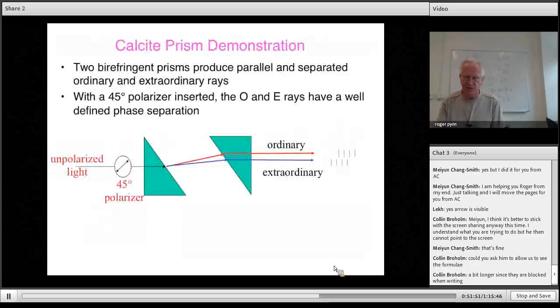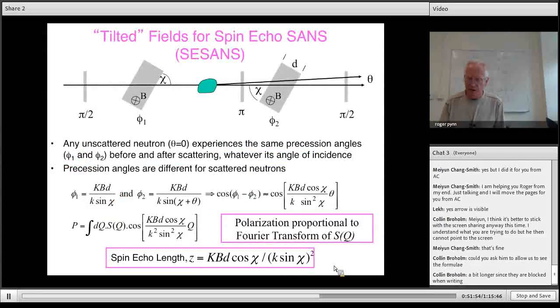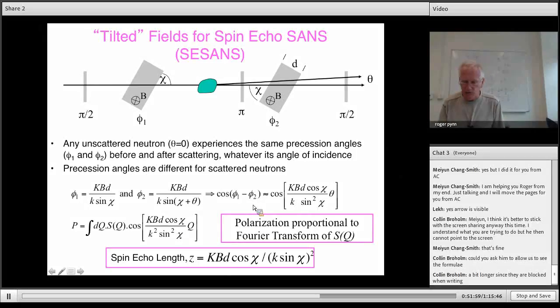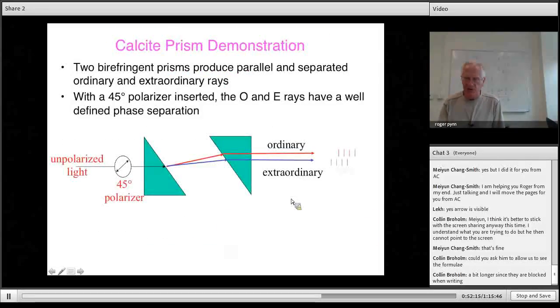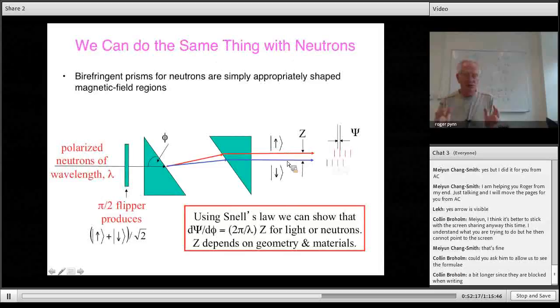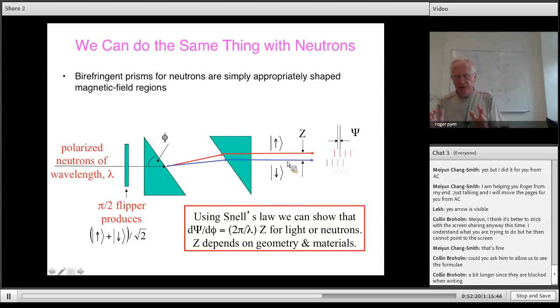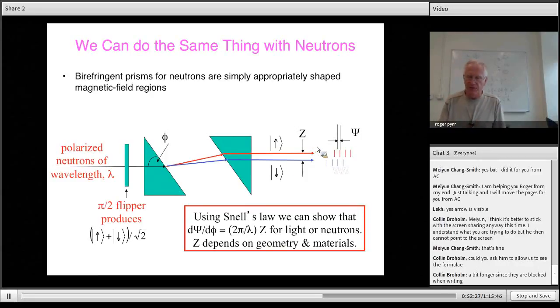So this was the classical derivation of it, talking about precessing neutrons. And you can see that what I needed was this phase, which I happen to call psi on the next view graph, and I get exactly the same thing as I got here, except now I have a definition of what the spin echo length is. The spin echo length is now the separation between these two rays. In other words, it's the distance between the up state of the neutron and the down state of the neutron when they reach the sample.